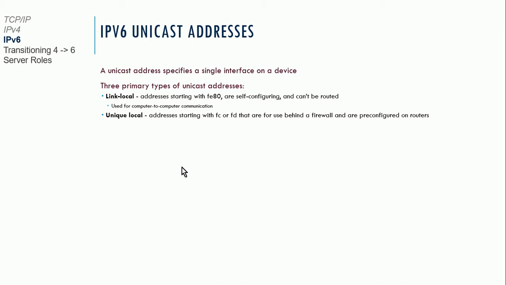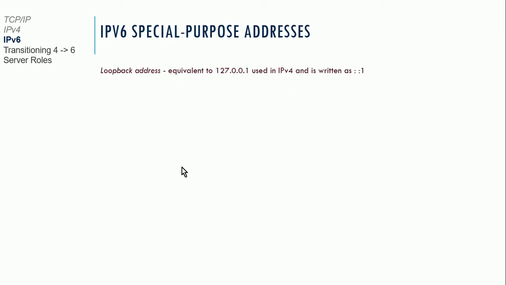Unique local is the address starting with FC or FD that is used behind a firewall and is pre-configured on routers. And then global is an address that is accessible from the internet, so routed from the public internet.